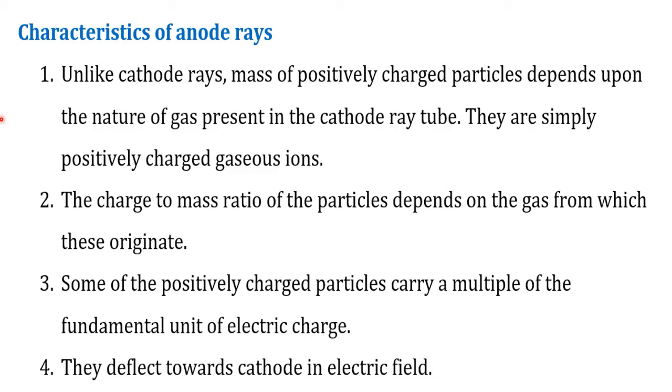Characteristics of anode rays. The mass of positively charged particles of anode rays depends upon the nature of the gas used in the discharge tube. If hydrogen gas is used, the mass of the positively charged particle produced is 1 unit, and if helium gas is used, the mass would be 4 units. The charge to mass ratio of the particles depends on the gas from which these rays originate. Some of the positively charged particles carry a multiple of the fundamental unit of electric charge. They deflect towards the cathode in an electric field.